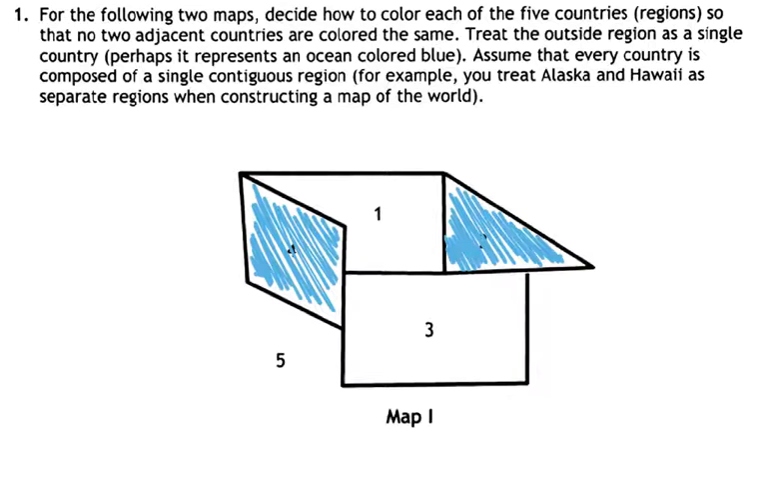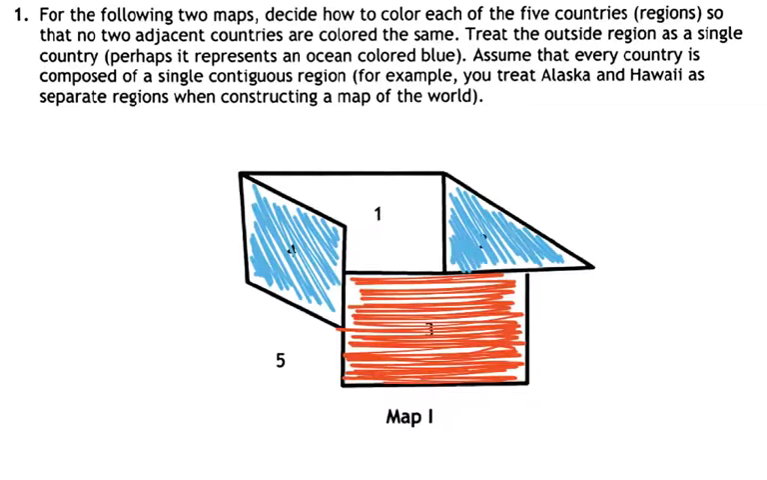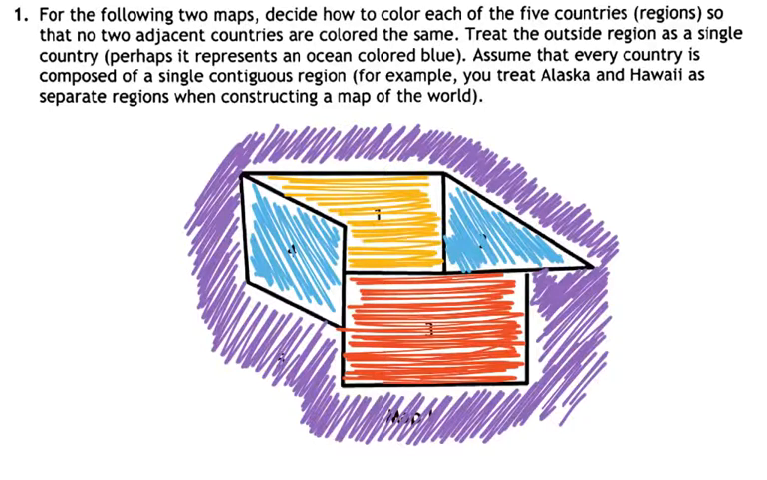So here we take regions 4 and 2. They are not adjacent, they're separated by region number 1. They can be colored the same. Region 3 touches every region, so it has to be colored different than everything else. Same thing with region 1. And remember, the outside region has its own color as well. So this one required 4 colors.